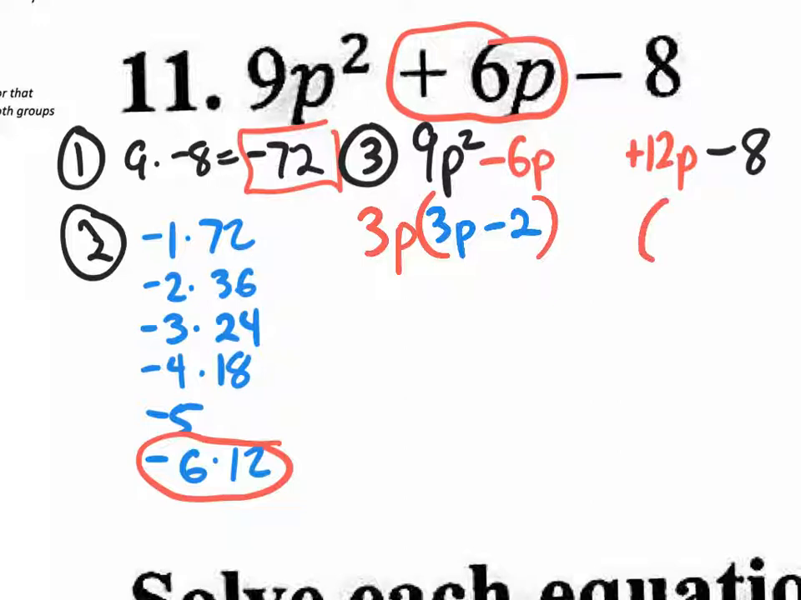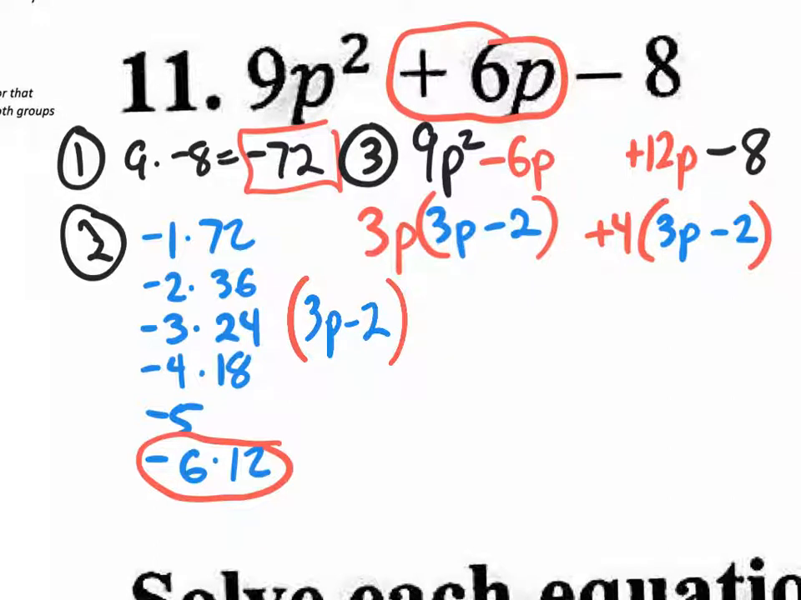And let's factor something out of the second group. What could I pull out of 12 and 8? Pull out a positive 4. And if I do pull out a positive 4, I end up with a 3p minus 2 also. And that's great because I'll be able to take the 3p minus 2 and the 3p minus 2 and factor it out. But what would be left on the inside? Well, you would have the 3p first and the plus 4 second. So there's your factored form answer.